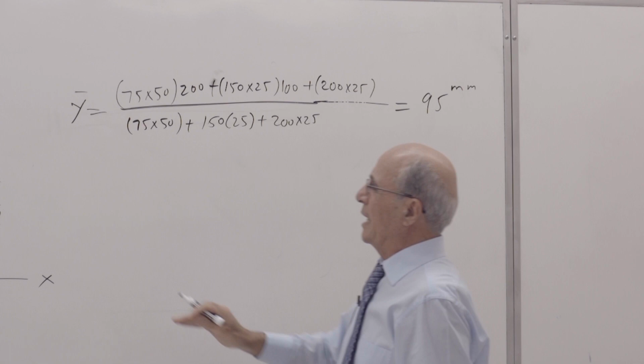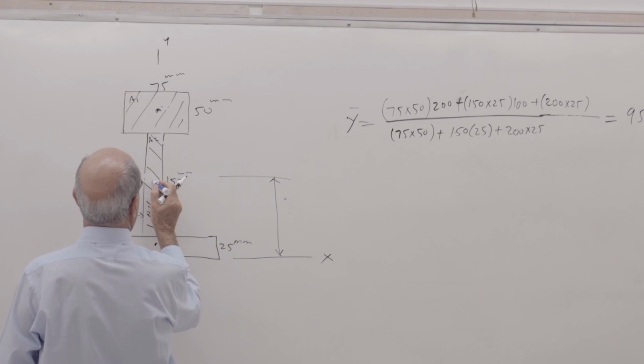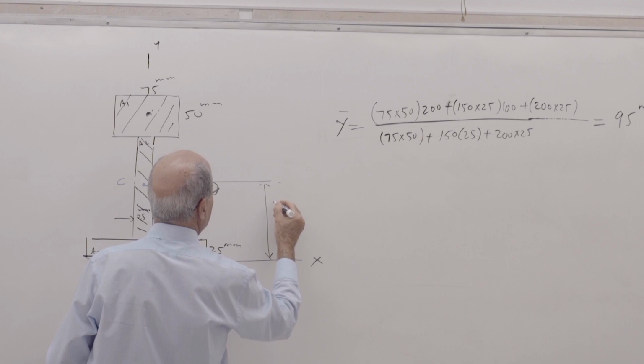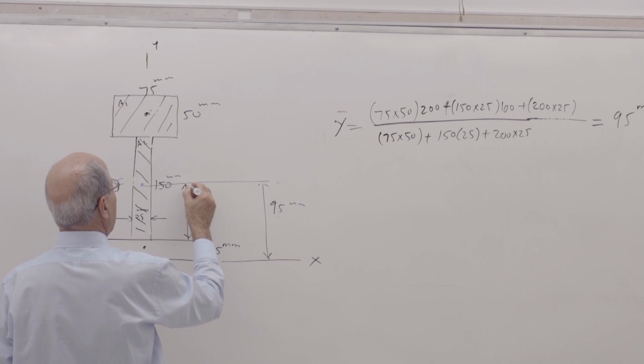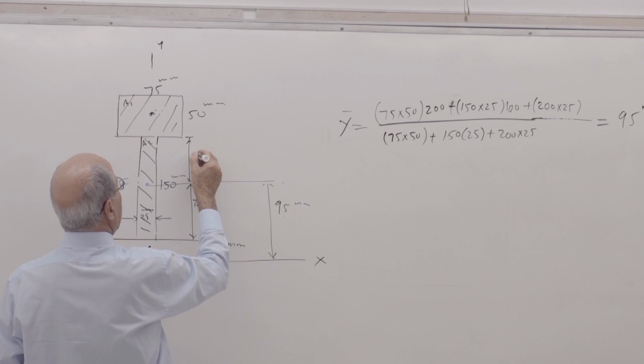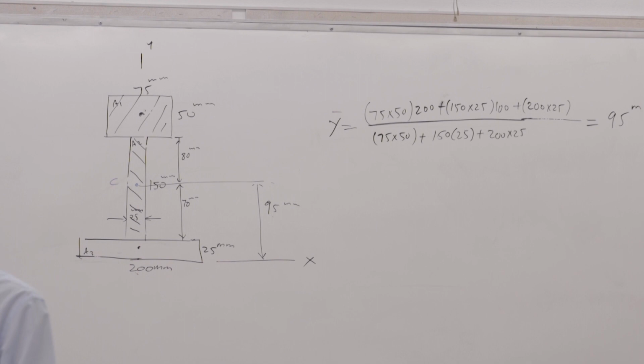The centroid here is somewhere here, a little bit lower. So the centroid here now is at 95 millimeter. That means this distance from here to here is 70 millimeter. And this distance, this is not to scale, I'm sorry, is 80 millimeter and so on and so forth, because the total was 100. So question number one was answered. The centroid, everybody, with a little bit of detail of that.